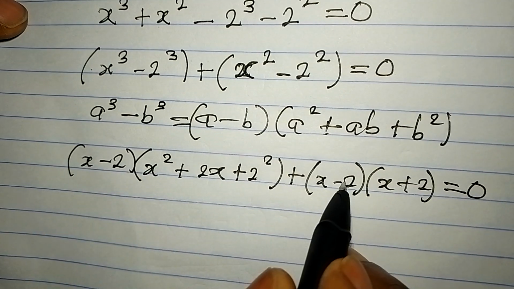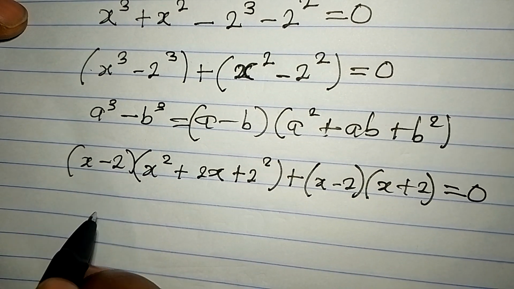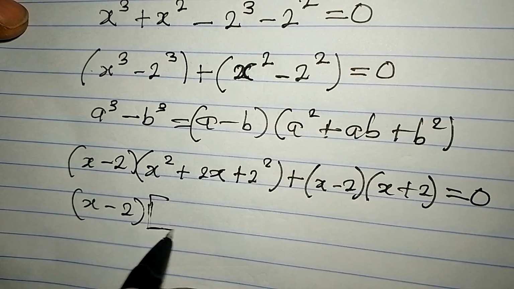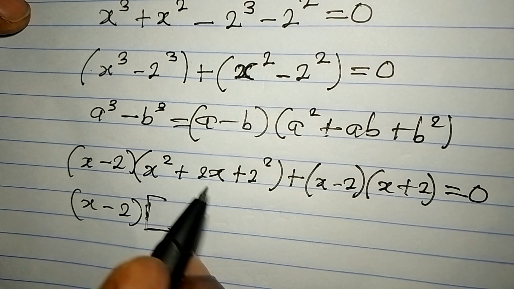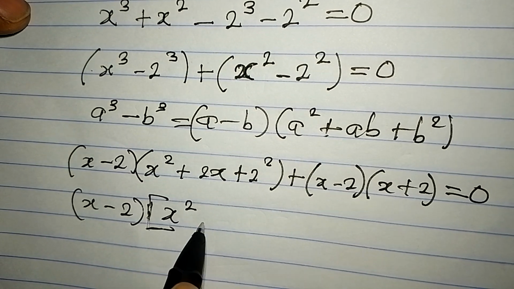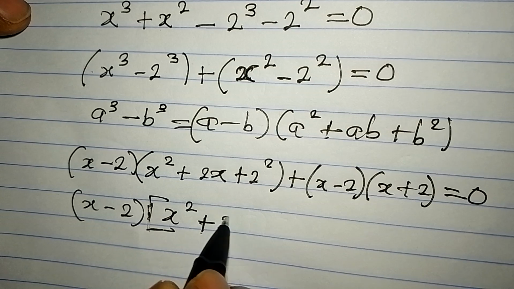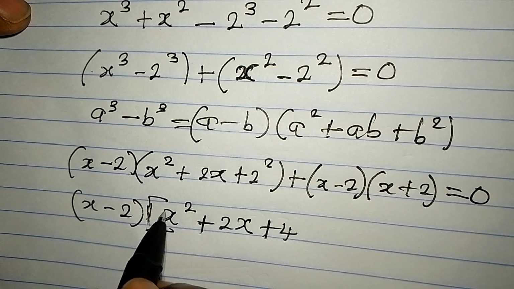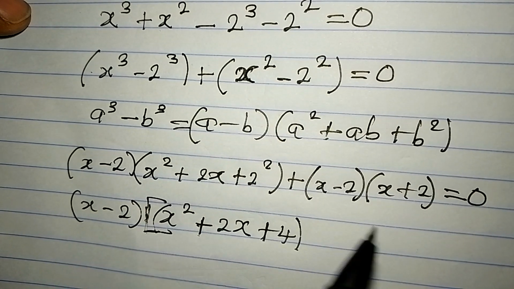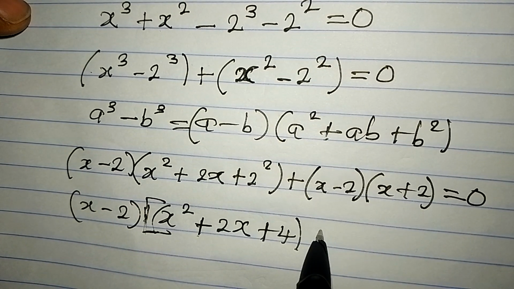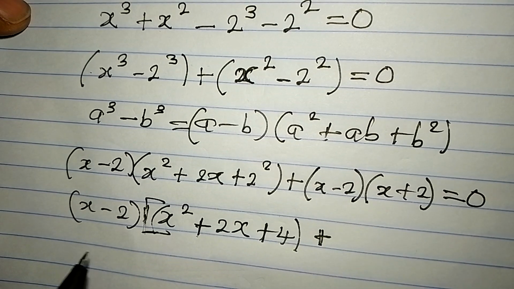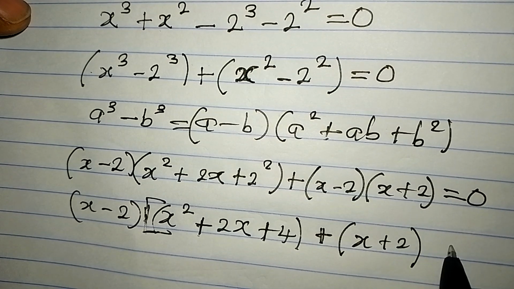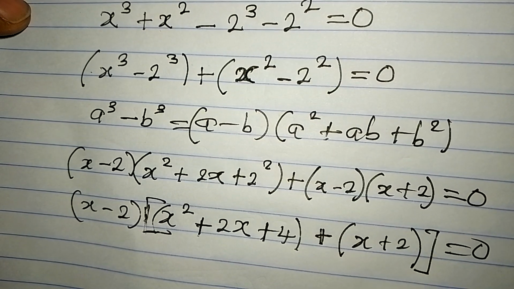Now from here we can factorize what we have here, so that x minus 2 will come out as the common factor. Then here we have x squared plus 2x, then plus 4. 2 squared will give 4, right? So this is what we have in this bracket, right? Then plus x minus 2 is already outside, so I'm going to pick open bracket x plus 2, right? Then everything is equal to 0.